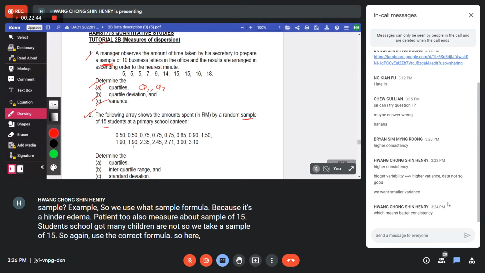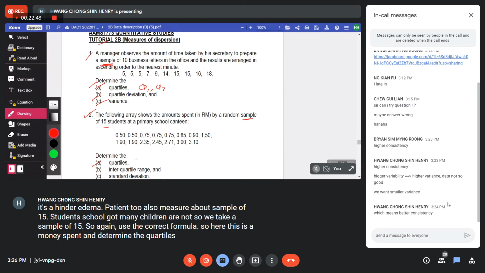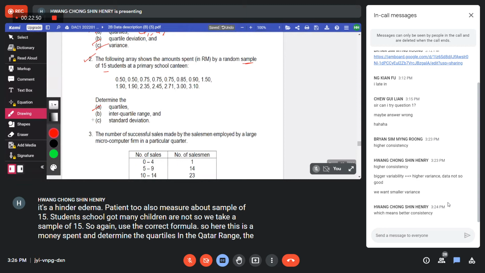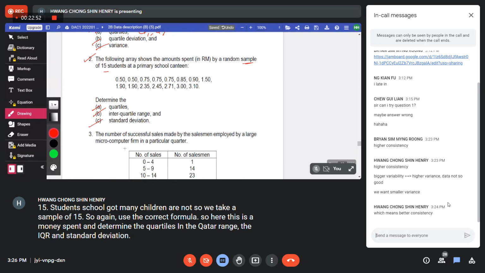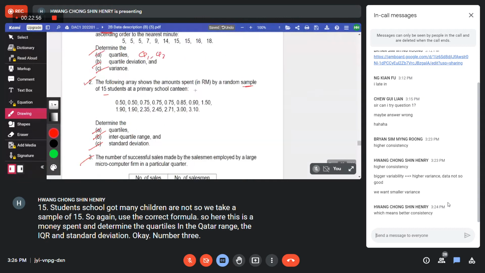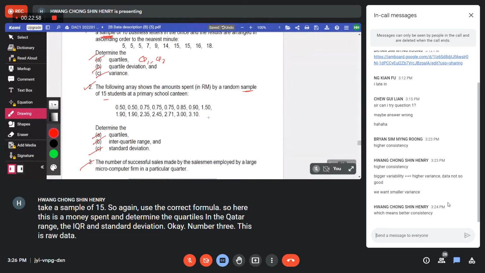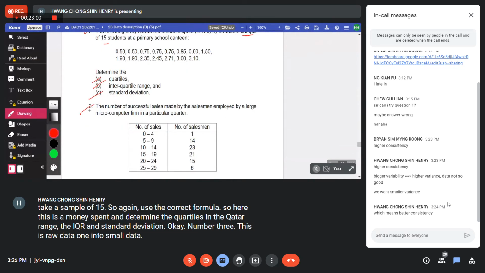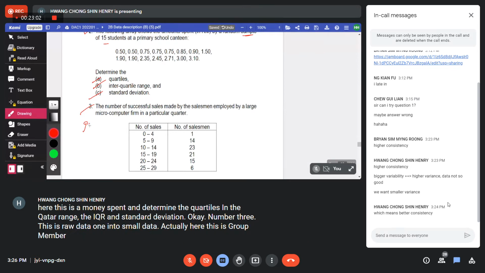So here, this is money spent. Then determine the quartiles, the interquartile range, the IQR, and the standard deviation. Okay, number 3. Questions 1 and 2 are raw data. Number 3 here is grouped data. Remember, group, because this is a frequency table.